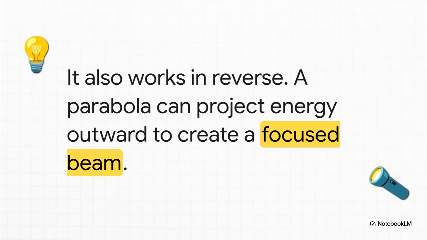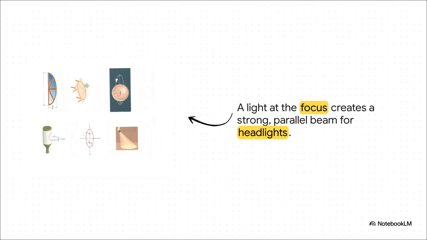But wait, there's more. This superpower works in reverse, too. If you can use a parabola to gather energy in, you can also use it to shoot energy out in a focused beam. It's the exact same idea, just flipped. This time, you put a light source, like a light bulb, at the focus of a parabolic mirror. What happens? All the light rays hit the mirror and then bounce outward in a perfectly straight parallel beam.